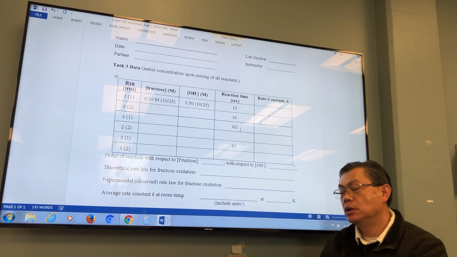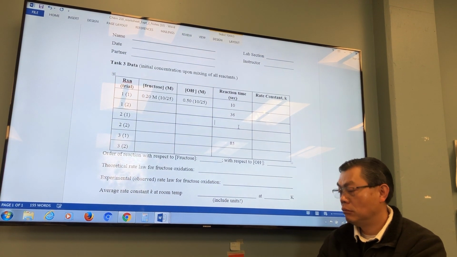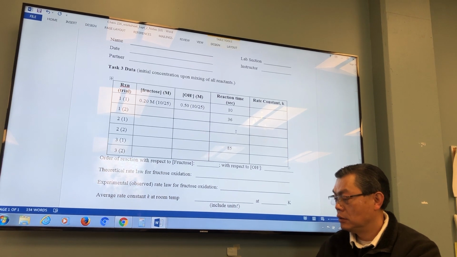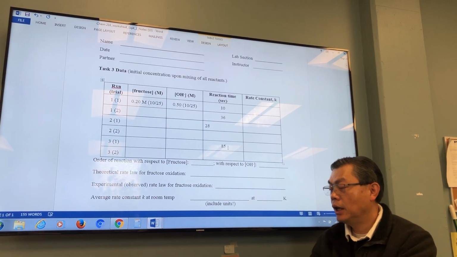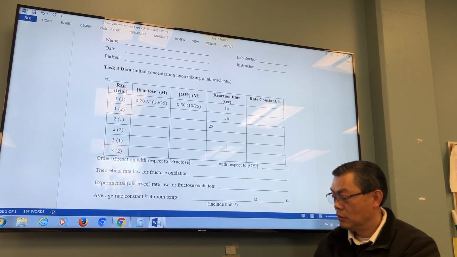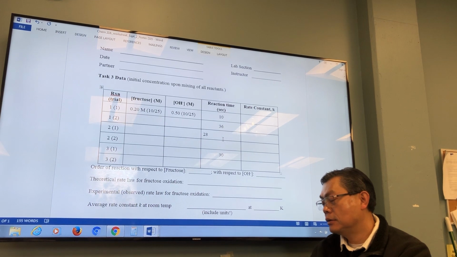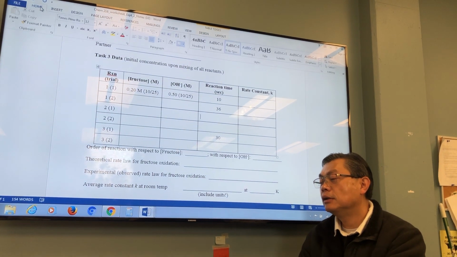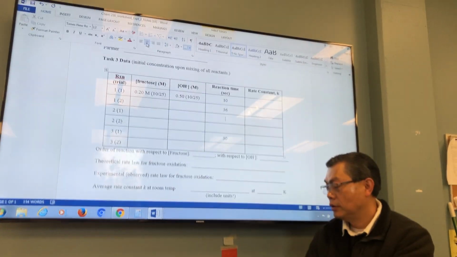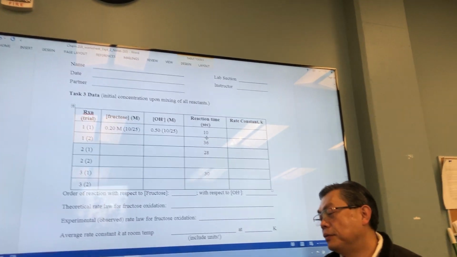What about reaction 2? 28. 28. Reaction 3? 33. Anyone else? Anyone different or something? 28. So this is a little bit too fast.